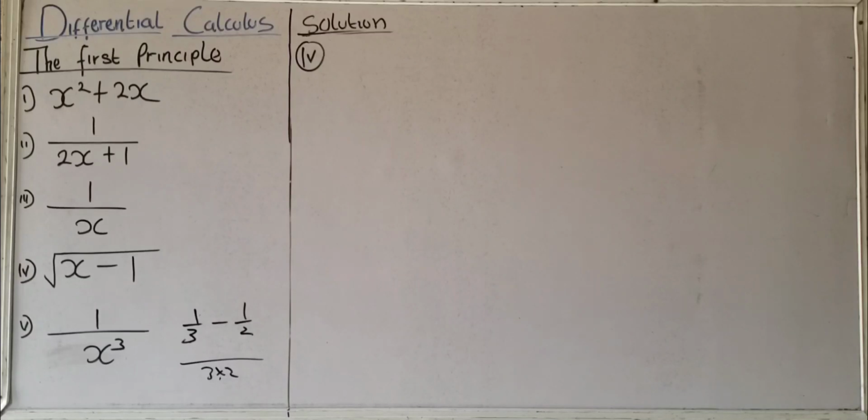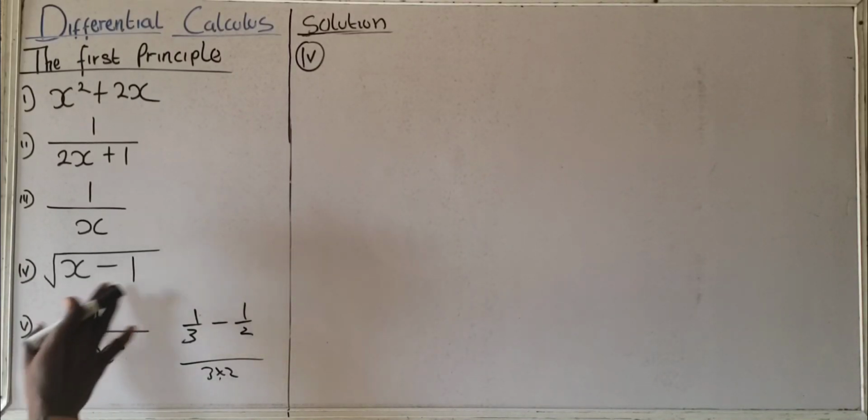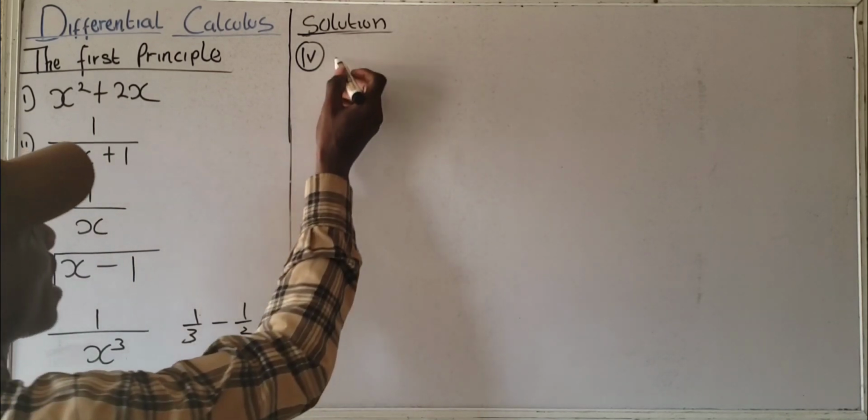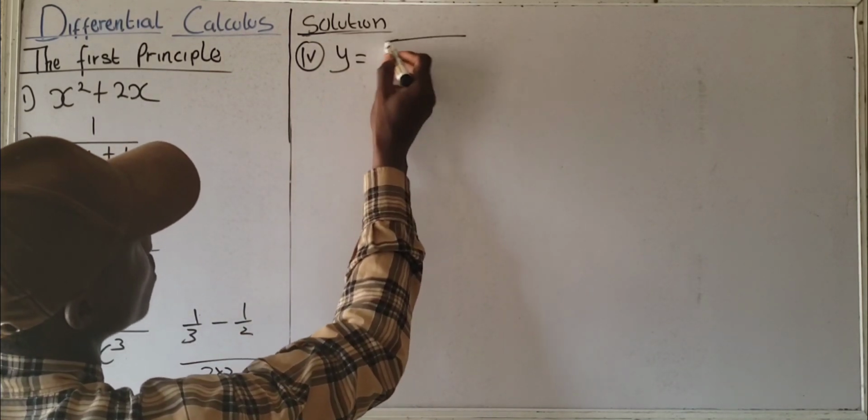Okay, we are asked to differentiate the square root of x minus 1. Don't forget, since you are not given any letter, all you have to do is set this function equal to a letter. You can choose any letter of your choice, okay? So I'm going to use y.